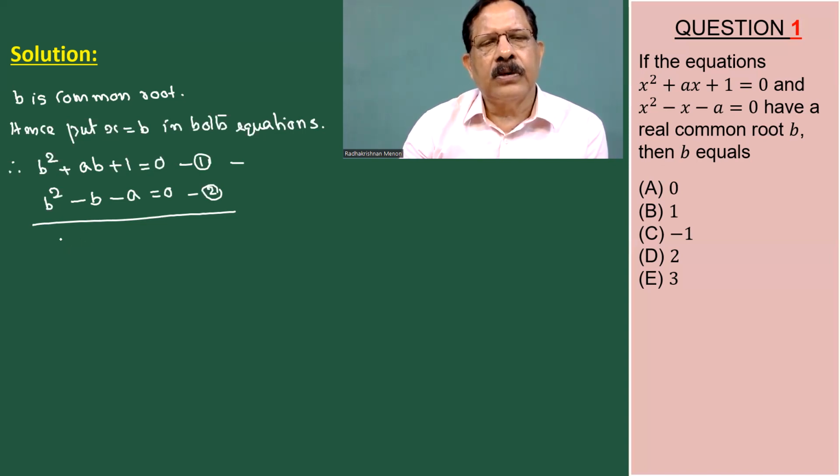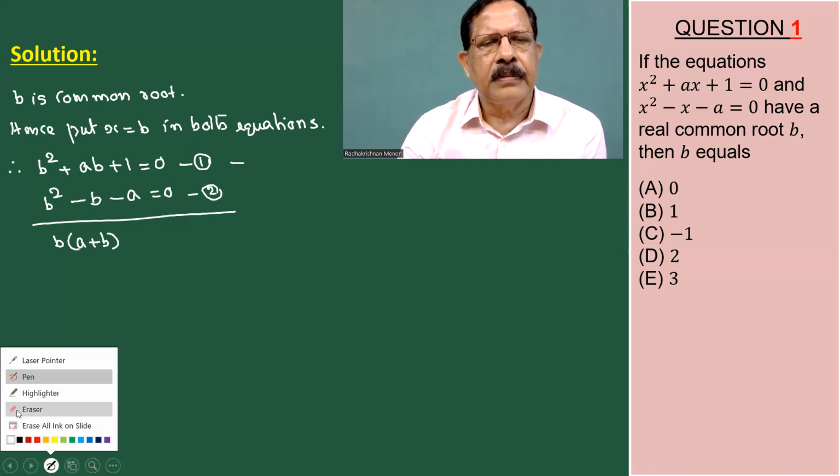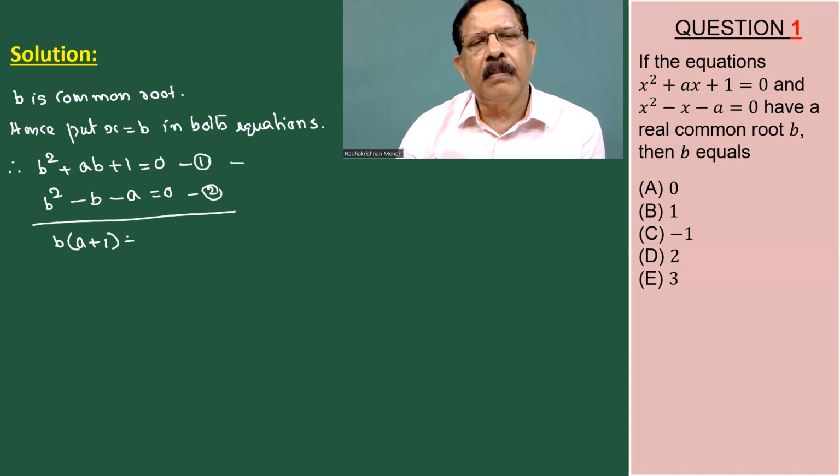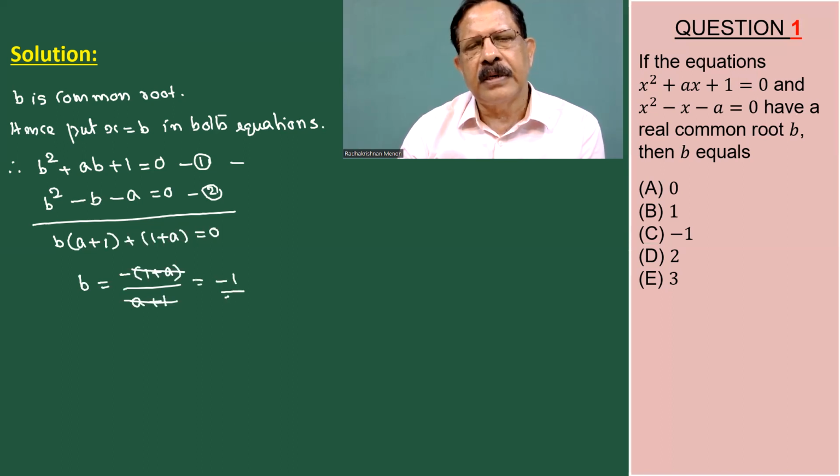So b you can take common, b into a plus 1, sorry, not a plus b, it is a plus 1. Then plus 1 plus a equal to 0. Find out b equal to minus of 1 plus a divided by a plus 1. So a plus 1 and 1 plus a both are the same, which is equal to minus 1. A simple question.